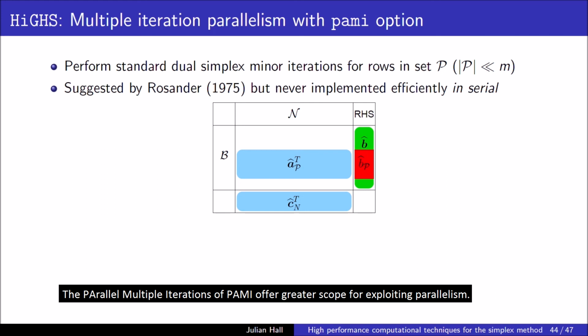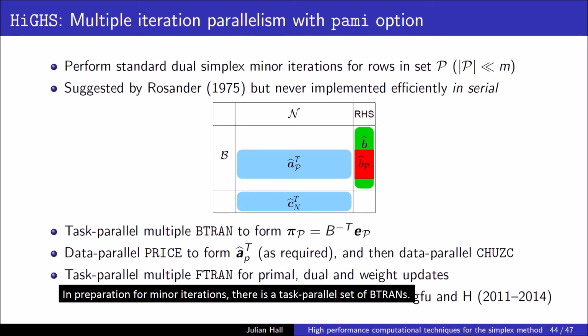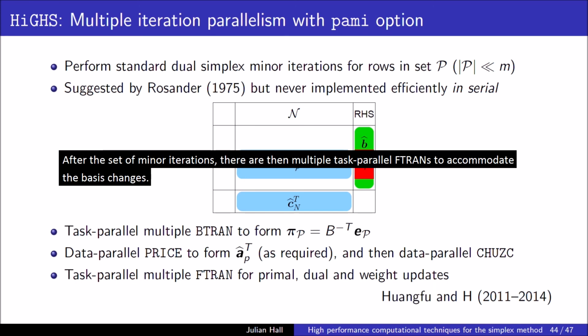The parallel multiple iterations of PAMI offer greater scope for exploiting parallelism. The technique of forming a small number of tableau rows to perform minor iterations of the standard dual simplex method isn't new, and is analogous to multiple pricing for primal simplex. In preparation for minor iterations, there is a task parallel set of btrans. Each minor iteration has a data parallel price and then data parallel choose C. After the set of minor iterations, there are then multiple task parallel ftrans to accommodate the basis changes.